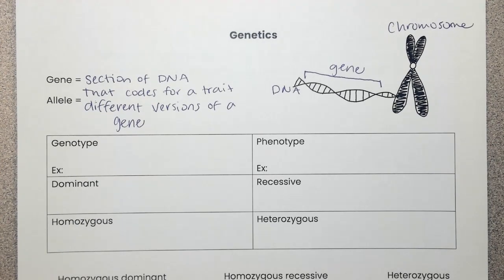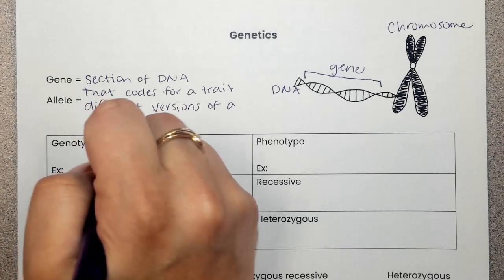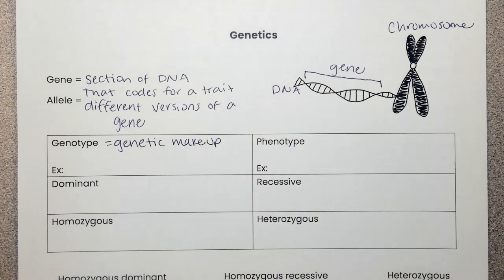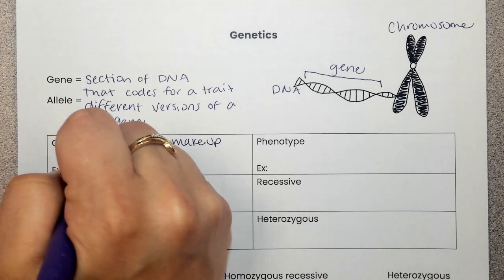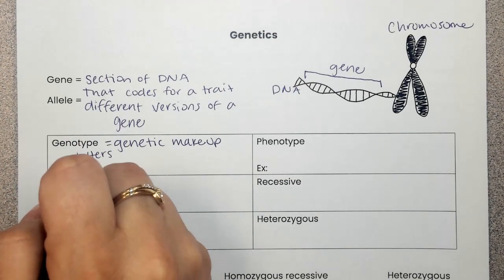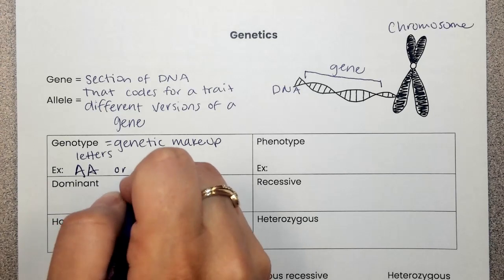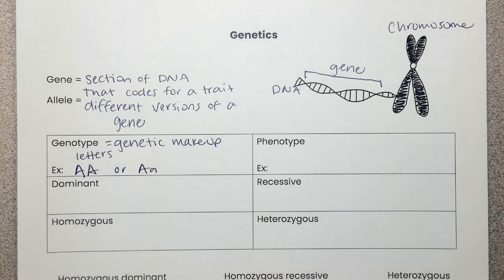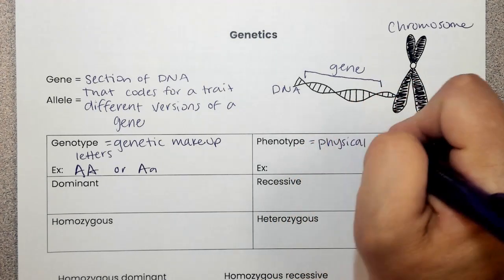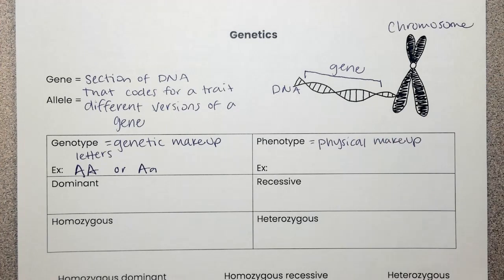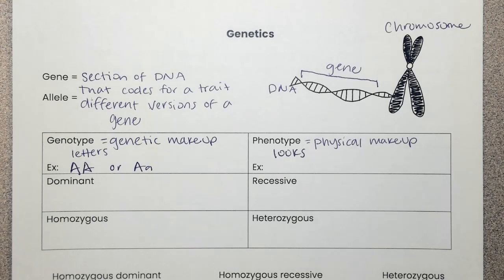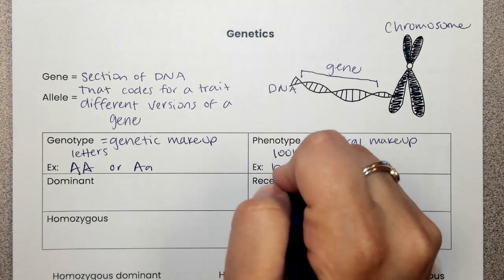Couple vocabulary words we need to know. So genotype is your genetic makeup. And I usually think of genotype as letters. Okay, so these are going to be represented by letters. So this is going to be your 2 alleles. So like big A, or big A, little a, that would be a genotype. The phenotype is the physical makeup. And I think looks. So this is what you are going to look like. So we'll put brown hair as an example.